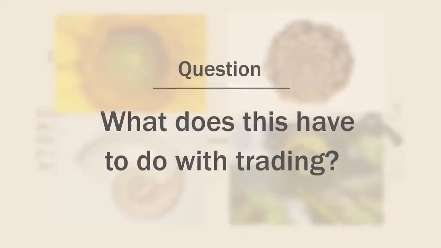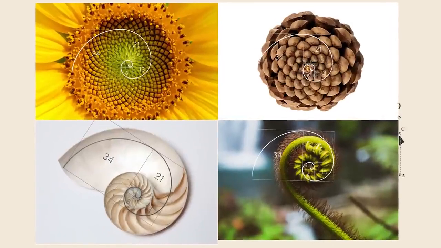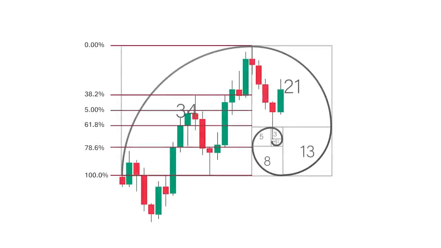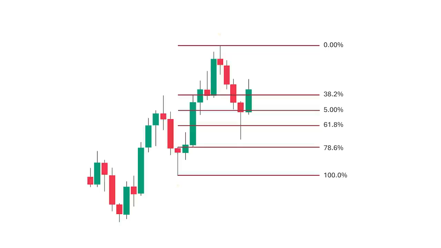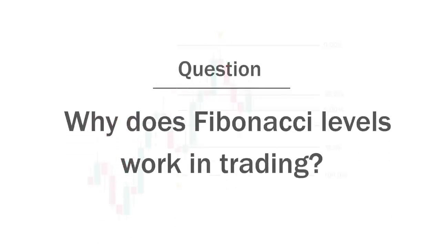Now, what does this have to do with trading? These patterns often appear in nature because they are efficient ways for structures to grow and organize themselves. Many traders believe similar patterns can also be found in market behavior. That's why Fibonacci percentages are used to measure how much of an impulsive move has been retraced before the trend continues.